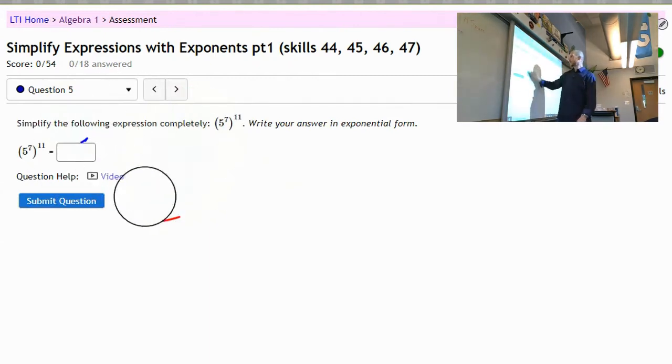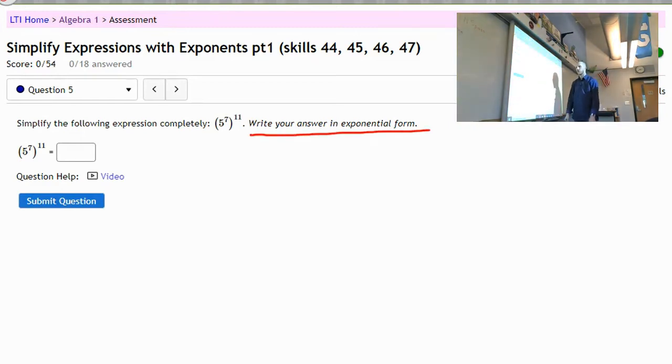There's 2 of each type of problem, so I'm just going to do every other problem. And so here we go. 5 to the power of 7 raised to the power of 11, and write your answer in exponential form. Otherwise, it'd be a super gigantic number like millions and billions, and we're not going to do that. So multiply these 2 exponents together. If you raise a power to another power, you multiply the exponents. So it's going to be 5 to the power of 77.